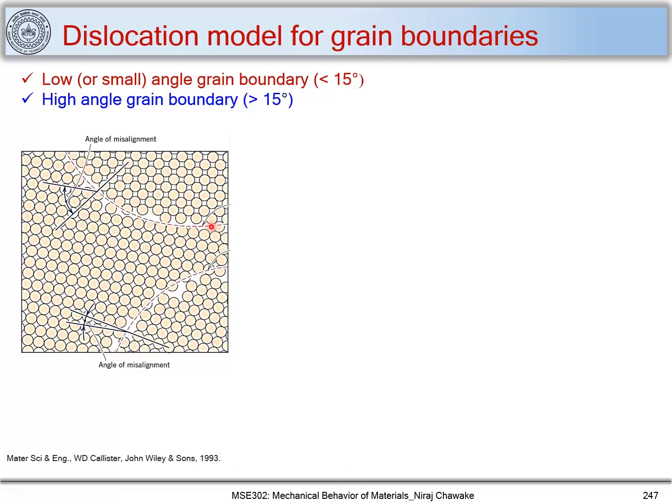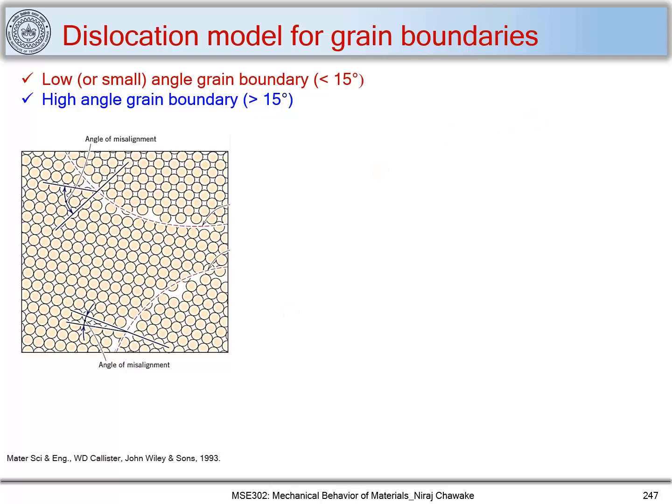So there are different models for explaining the grain boundary nature. So we have seen this image where we have differentiated grain boundaries in terms of low angle grain boundary, which has an angle of misalignment or misorientation angle less than 15 degrees, and high angle grain boundaries, which have this angle of misalignment greater than 15 degrees. In some of the textbooks, you may find this also.